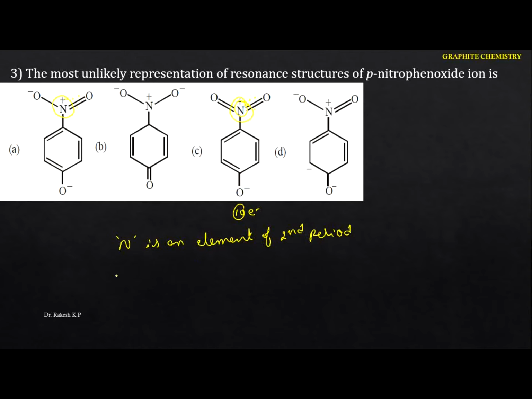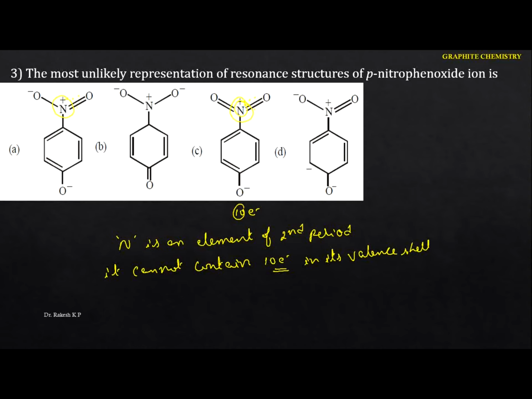So it cannot contain 10 electrons. That is the particular concept. It cannot contain 10 electrons in its valence shell. Because of that, it cannot be a resonating structure here.